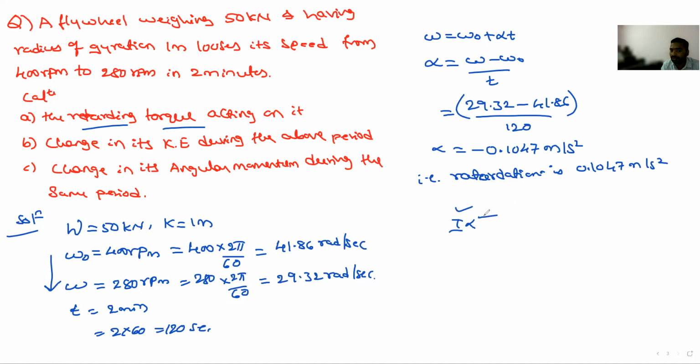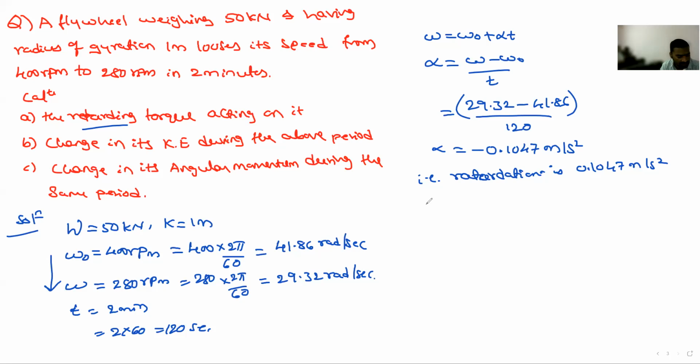What is alpha? We have to determine the I value. So the retardation is given. Then what is the formula for I? I is equal to M into K square.